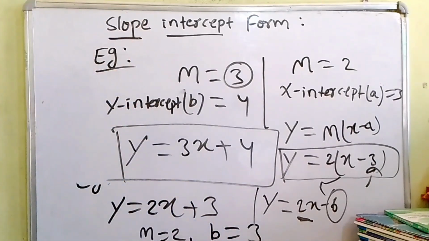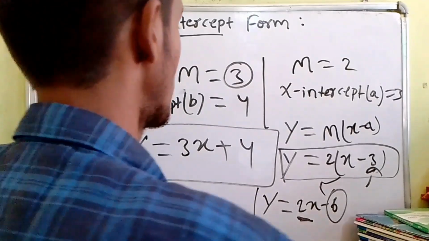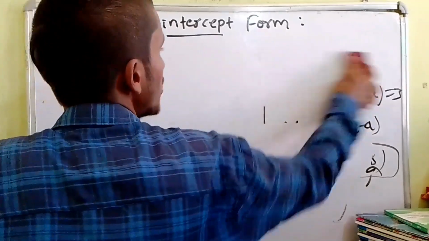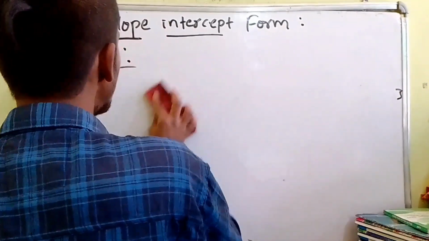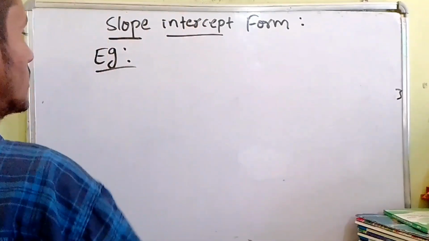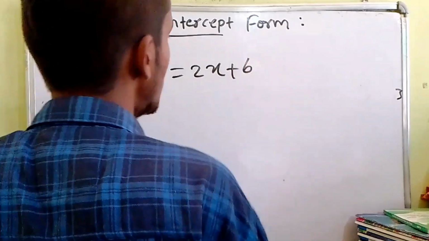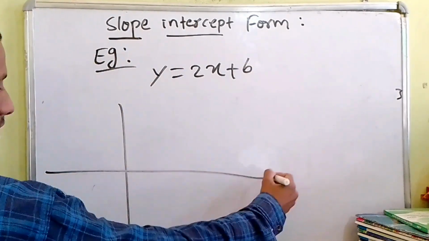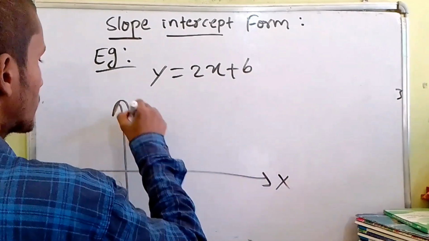Now let's learn how to graph a straight line if you're given this equation. Okay. Let's learn that now. How to graph the straight line. Let's say you're given an equation y is equal to 2x plus 6. You want to graph this. How can you graph this equation on a graph paper? Okay. Or on the xy plane or Cartesian plane.